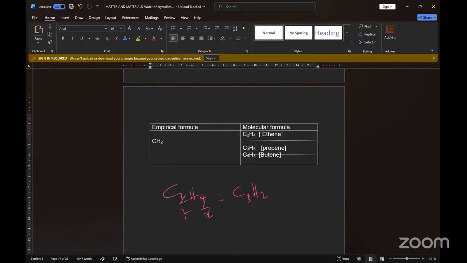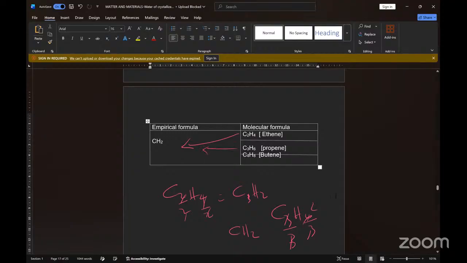We don't write the 1 there. So you see that the empirical formula is the same, but the compound is different from this one. This is C3H6. You divide this by 3, you divide this by 3. The 3 cancel, this one becomes 2. So it is still CH2. So even though it's a different molecule, it still has the same empirical formula.